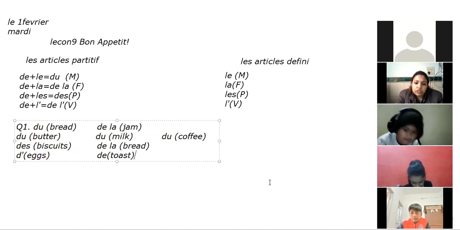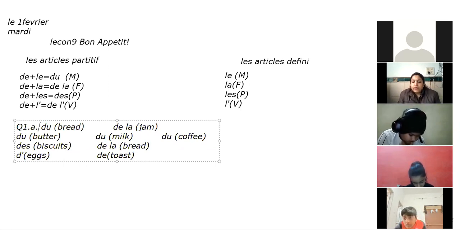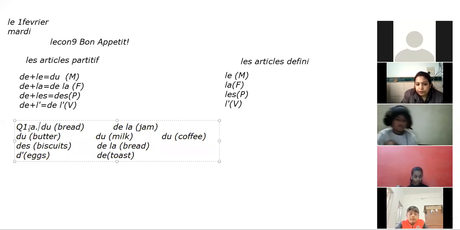Now, the thing which I want to tell you is that whenever we are going to do the negation in these partitive articles, if the sentence is given and there is a un or des in the sentence, or you can say that if the sentence is in negative, so these articles du, de la and des change to de.